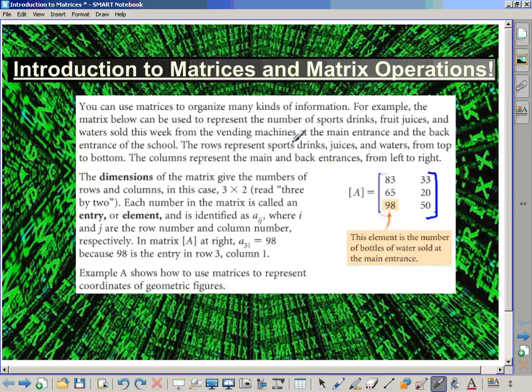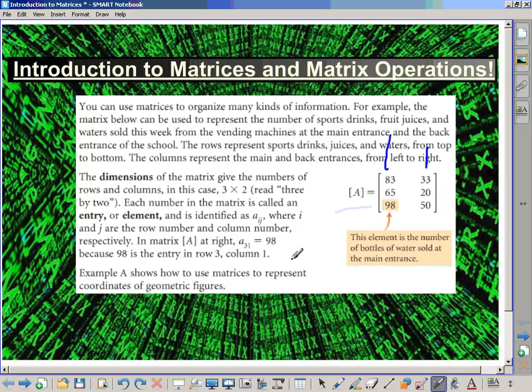And the important thing about a matrix is that you understand what the dimensions of a matrix are. The dimensions of the matrix give the numbers of rows and columns. So with this matrix, we have a 3 by 2 matrix because there are 3 rows, 1, 2, 3, by 2 columns, 1, 2. This is a 3 by 2 matrix.